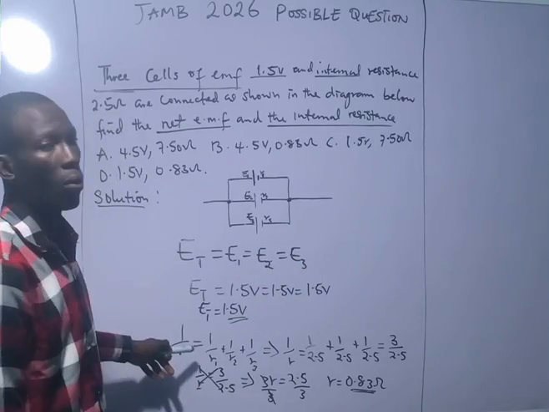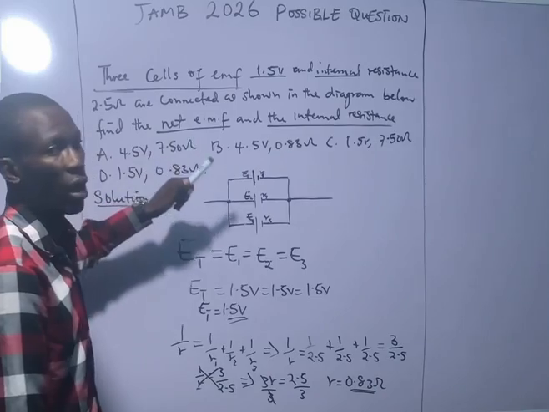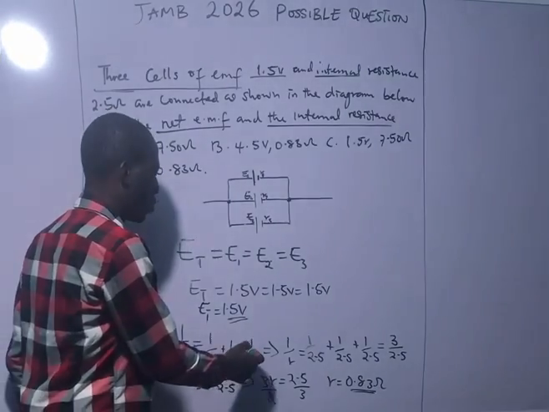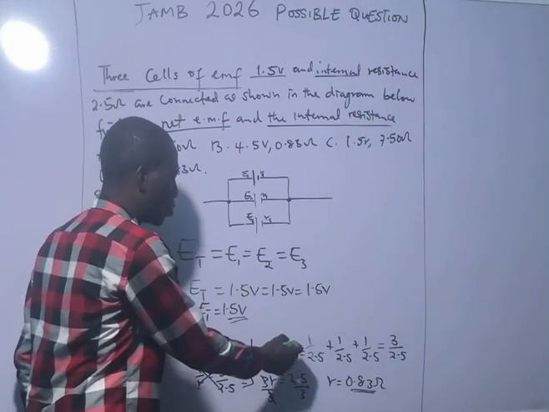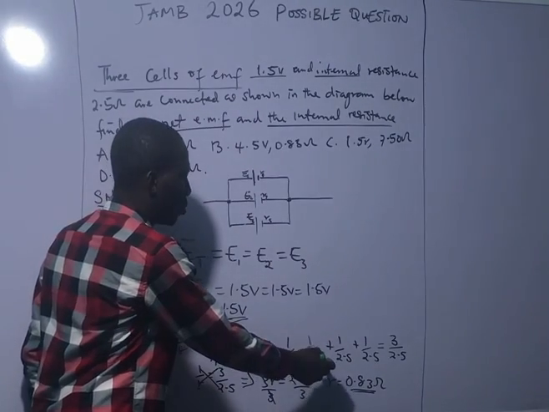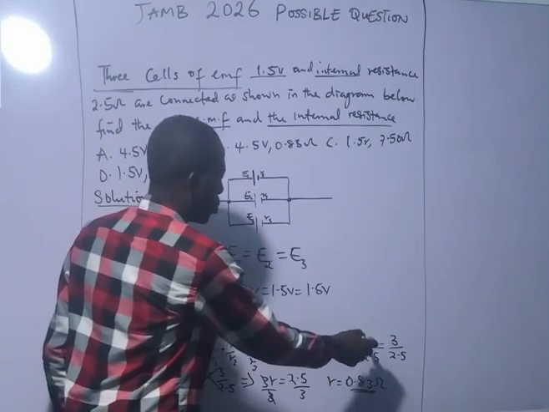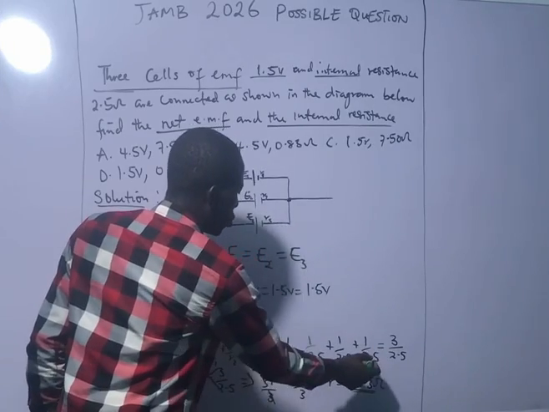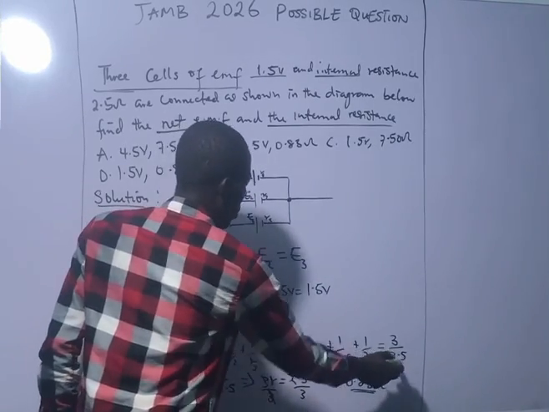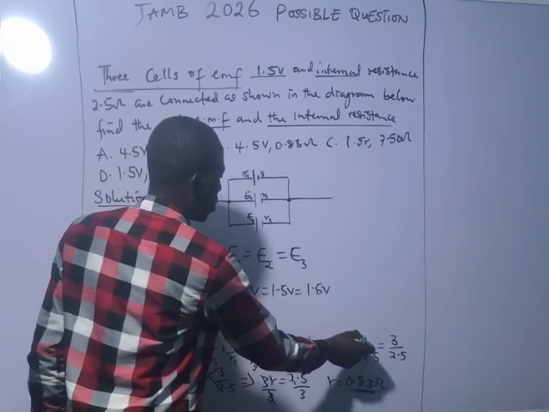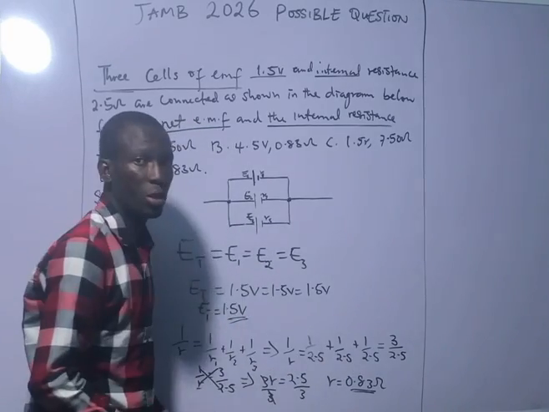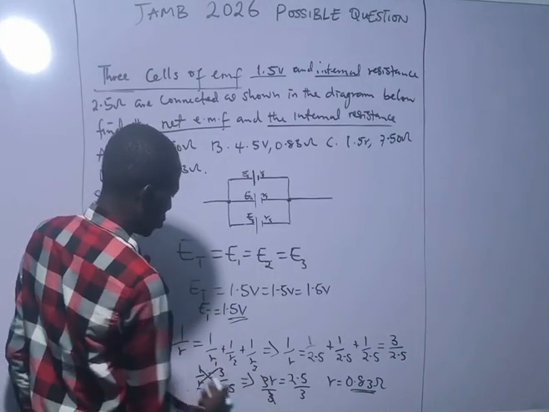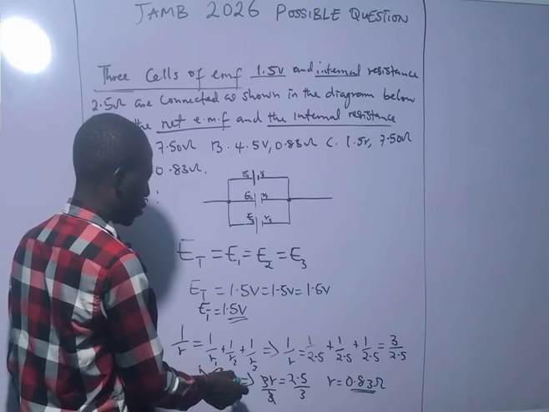And then for the resistance, in parallel we have 1 over R equal to 1 over R1 plus 1 over R2 plus 1 over R3, which implies 1 over R equal to 1 over 2.5 plus 1 over 2.5 plus 1 over 2.5. You now take the common LCM, which is 2.5. Why? There is 2.5 here, 2.5 here, 2.5 here. And then we have 1 plus 1 plus 1, so we now have 3 divided by 2.5. So now we have 1 over R equal to 3 over 2.5.